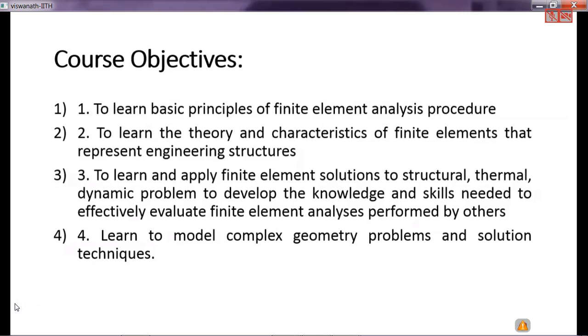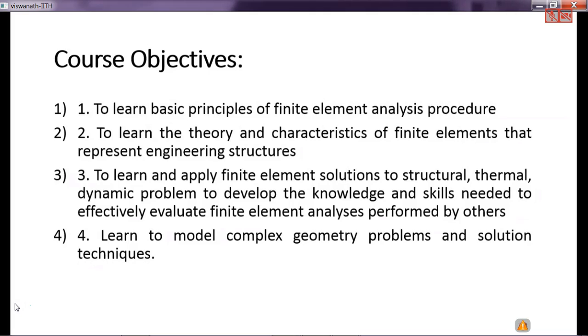So our course objective for this class is first to start with the basic theory behind the finite element method, and then eventually build up to the level where you can handle real world scenarios. So with this as a course objective, this class has been decided, and I will try to stick to this as far as possible to justify it.